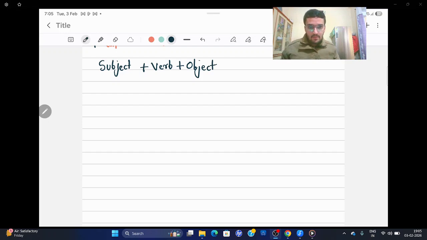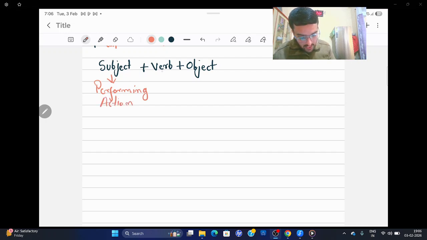Understanding all the three elements step by step. So coming to the subject. The subject is a person or any individual who is responsible to initiate the task, or the person who is performing any action. Okay. The person who is performing the action.